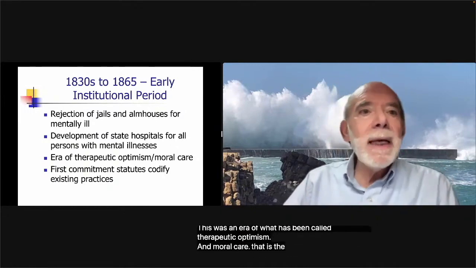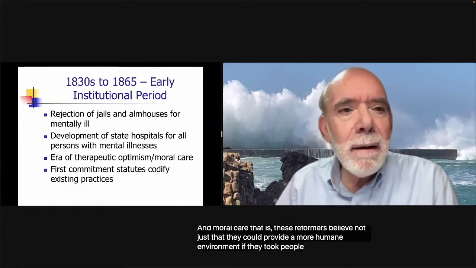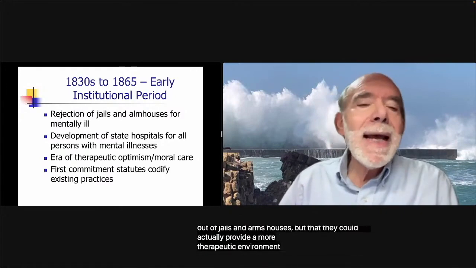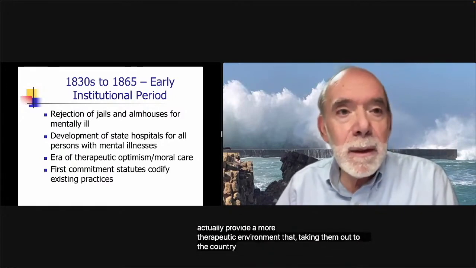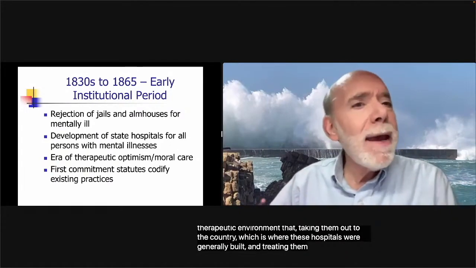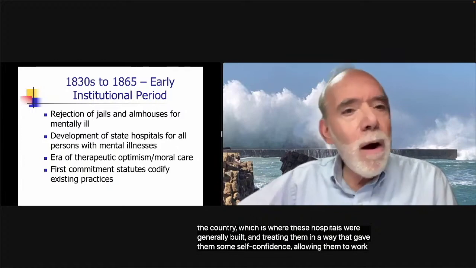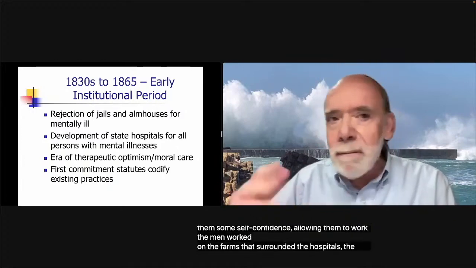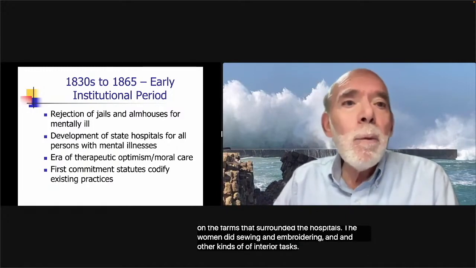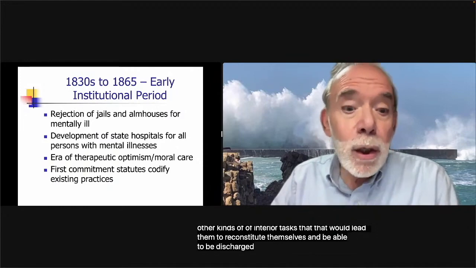That is, these reformers believed not just that they could provide a more humane environment if they took people with mental illness out of jails and almshouses, but that they could actually provide a more therapeutic environment, that taking them out to the country, which is where these hospitals were generally built, and treating them in a way that gave them some self-confidence, allowing them to work. The men worked on the farms that surrounded the hospitals. The women did sewing and embroidering and other kinds of interior tasks, that would lead them to reconstitute themselves and be able to be discharged, cured.